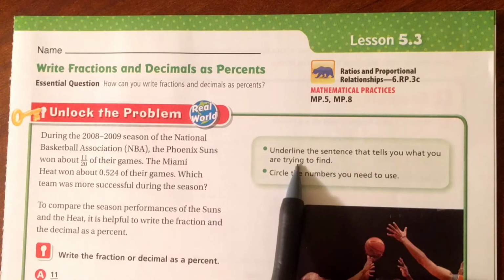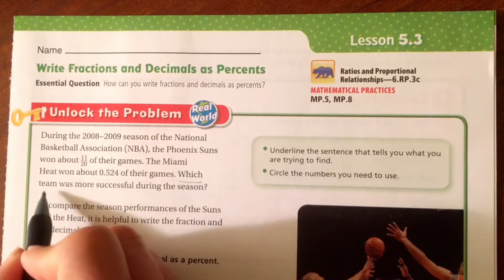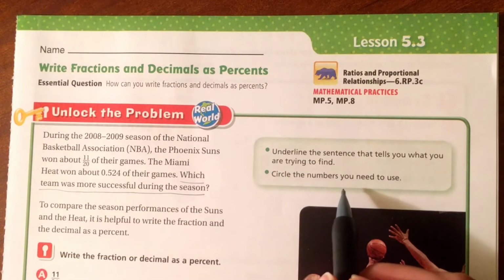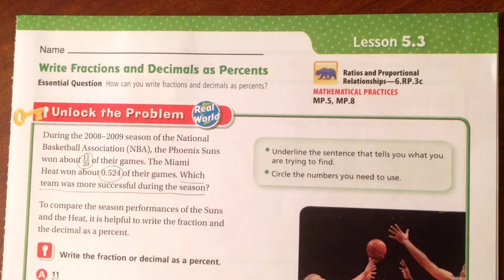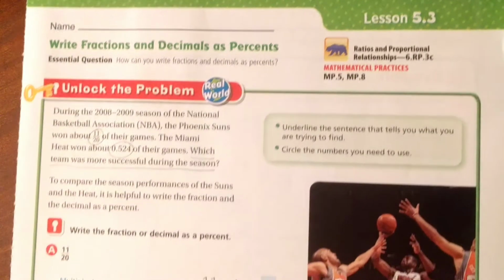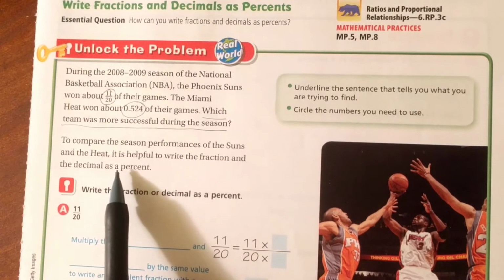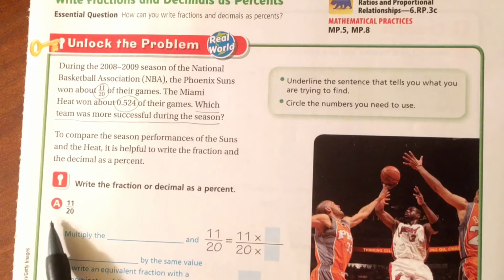Underline the sentence that tells you what you're trying to find. Well, we're trying to find which team was more successful during the season. Circle the numbers you need to use. Okay, those are the numbers we're going to be using. To compare the season performances of the Suns and the Heat, it is helpful to write the fraction and the decimal as a percent. Write the fraction or decimal as a percent.